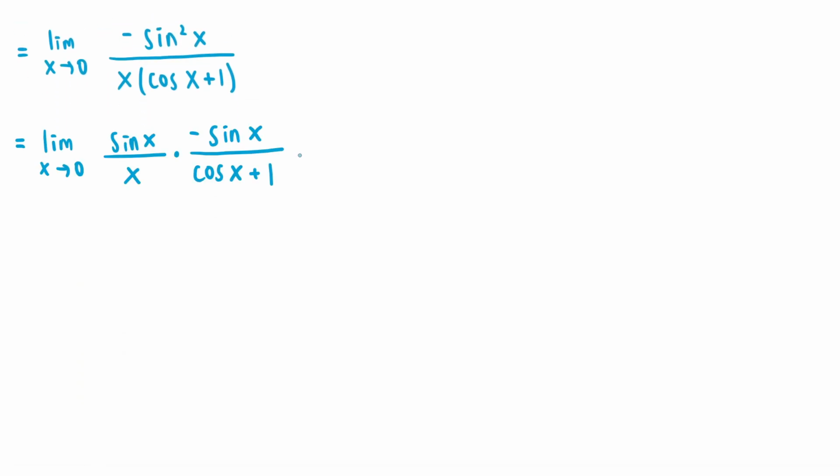We can split this fraction into the product between sin(x)/x and −sin(x)/(cos x + 1), which is why we didn't want to expand the expression in the denominator. Since the expression we're trying to find the limit of is in the form of a product, we can try to see what happens when we find the limit of each term separately. So we can take the limit as x approaches 0 of sin(x)/x and the limit as x approaches 0 of −sin(x)/(cos x + 1).